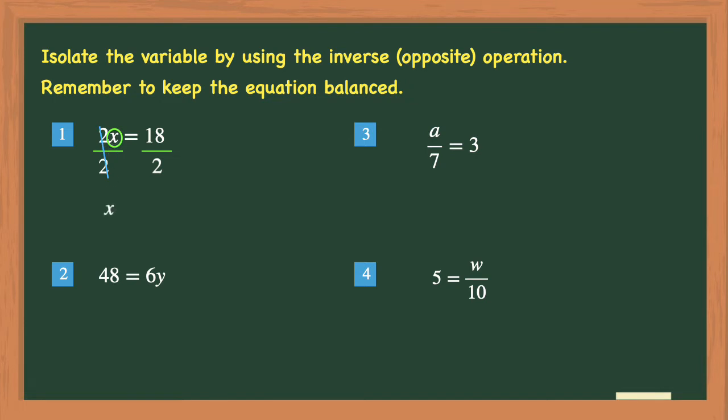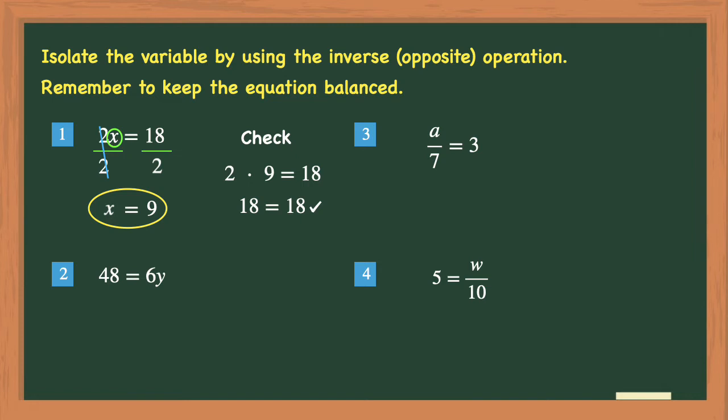Now let's look at the right side. We need to divide 18 by 2, which is 9. So x is equal to 9. There is also a way that we can check our answer. We do this by substituting the value of x in the original equation. So instead of 2x equals 18, you now have 2 times 9, which equals 18. Then you need to simplify the left side of the equation, and 2 times 9 is 18. And since 18 equals 18, we know that our answer of x equals 9 is correct.